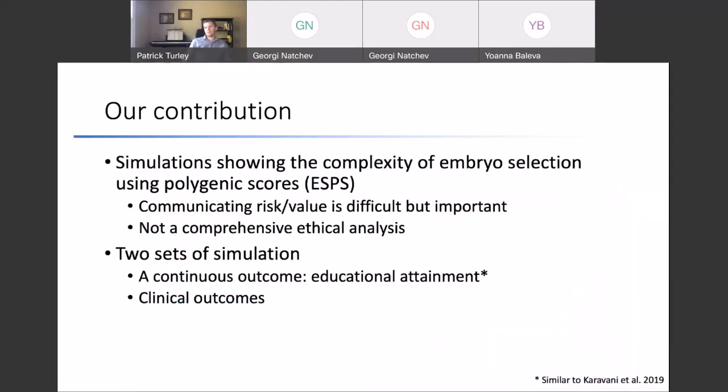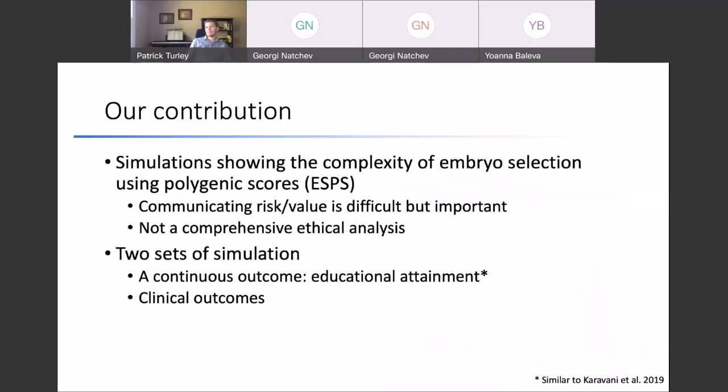And so we wrote a paper trying to describe some of the risks and limitations and difficulties to communicating the value of using polygenic scores for embryo selection. In this talk, I'm only going to go through some of them. You can find the paper online. It was published in the New England Journal of Medicine. It has the same title as the title of this talk.